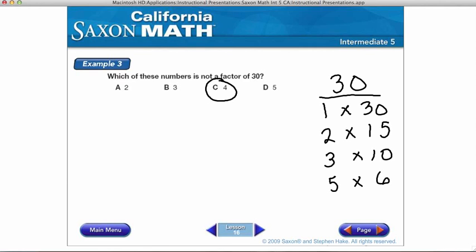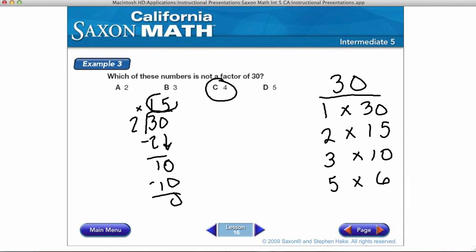Now, if you're struggling with the multiplication and you can't just pull these out of your head, do the division. Let's see. 30 divided by 2, 2 goes into 3 once. 1 times 2 is 2. Subtract, bring down. 2 goes into 10 5 times. 5 times 2 is 10. So I know 2 and 15 are both factors. If it goes in evenly with no remainders, it's a factor. So if you're struggling with the multiplication, try each number in a division problem, okay? All right.